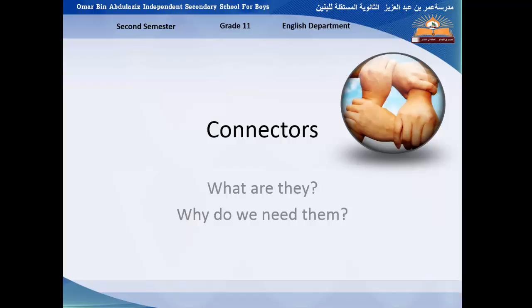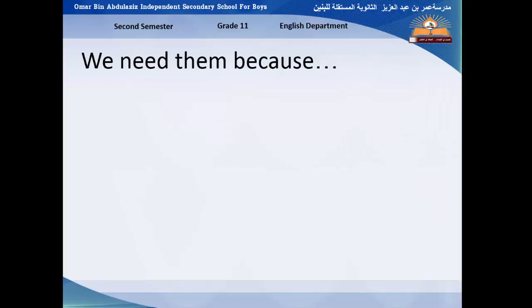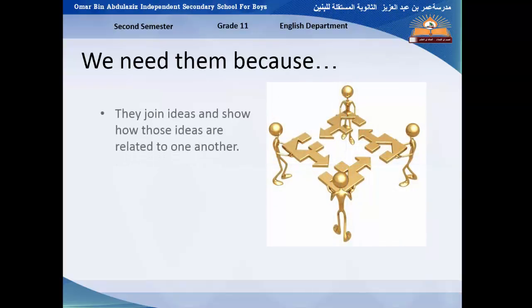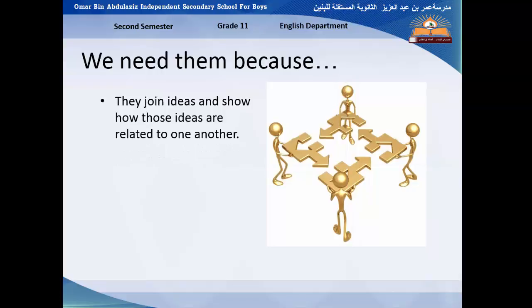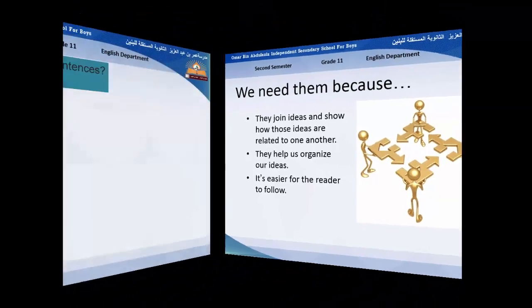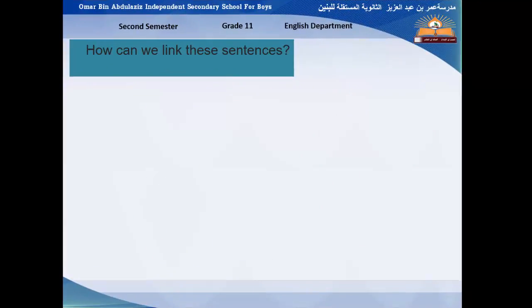Why do we need connectors? We need them because, guess what? They join ideas and show how those ideas are related to one another. Also, they help us organize our ideas. Thirdly, it's easier for the reader to follow. Now, how can we link these sentences?